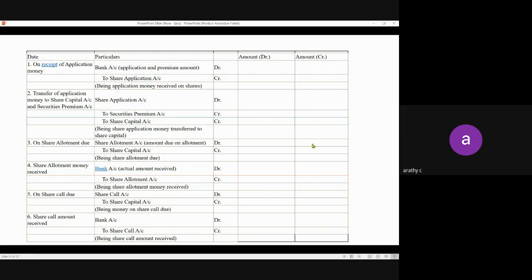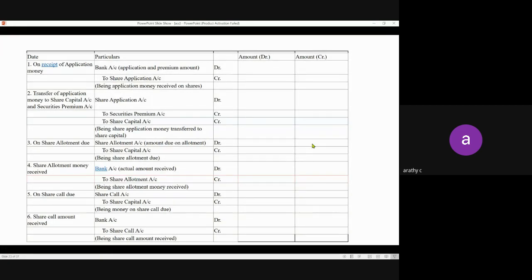The change is that in the case of shares issued at par, only the application money will be included, but in the case of shares issued at premium, the application plus the premium amount is included in the bank account. But in the case of issue at par, there is no such premium amount, only the application amount.